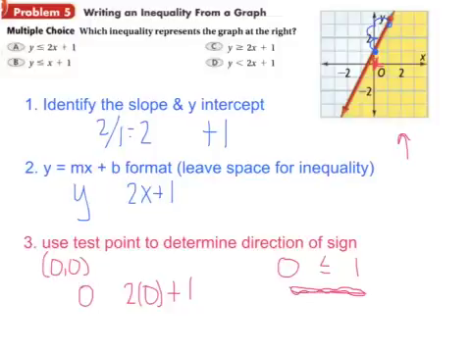I have to use the equal to sign because I know I have a solid line. So my final symbol that would go between the information in part 2 is that y is less than or equal to 2x plus 1. Final answer, y is less than or equal to 2x plus 1. The correct choice would be A. Now press pause in the video and try Got It question number 5 in Nearpod.